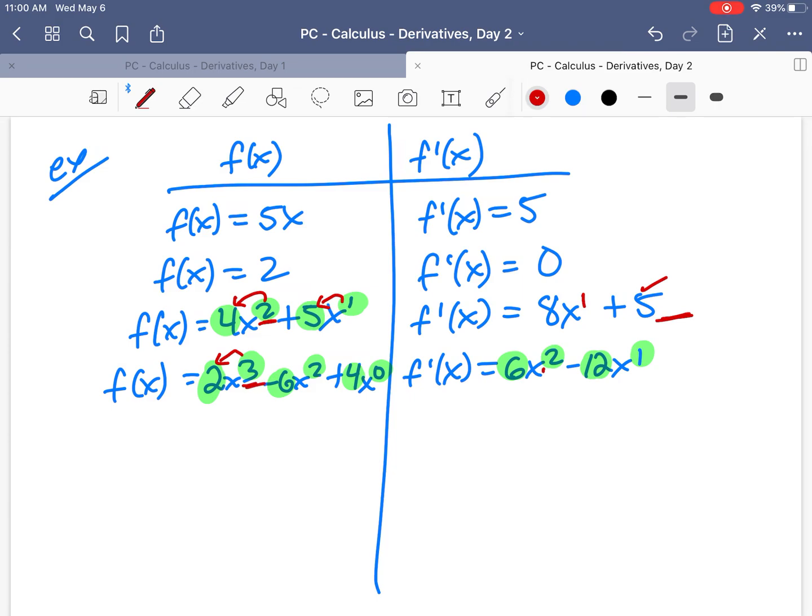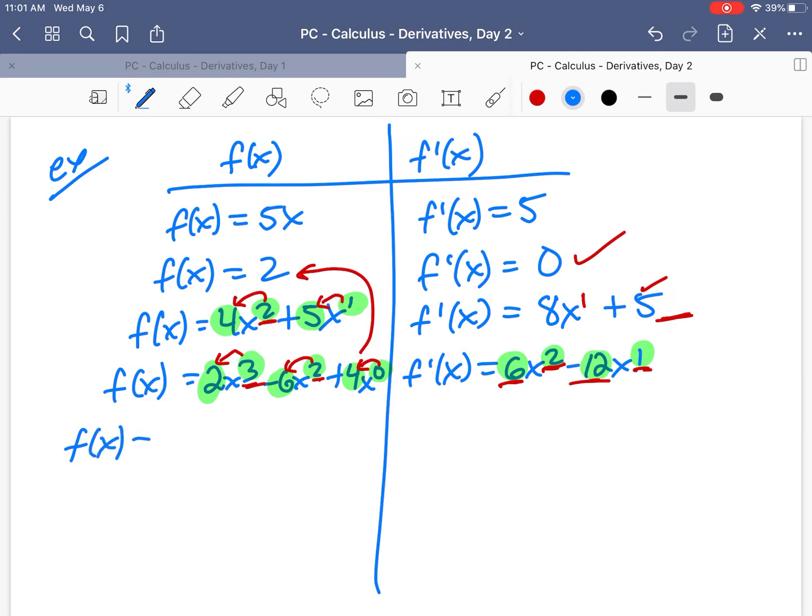So 3 times 2, drop the 3 down. 3 times 2 is 6. 2 times 6 is 12, and drop the 2 down to a 1. 0 times 4 is 0, so it's just gone, okay? But that's also like you have up here, when you have a constant, the derivative is always 0 because it is a flat line. All right, so let's do a couple more that get a little bit trickier, but not too bad.